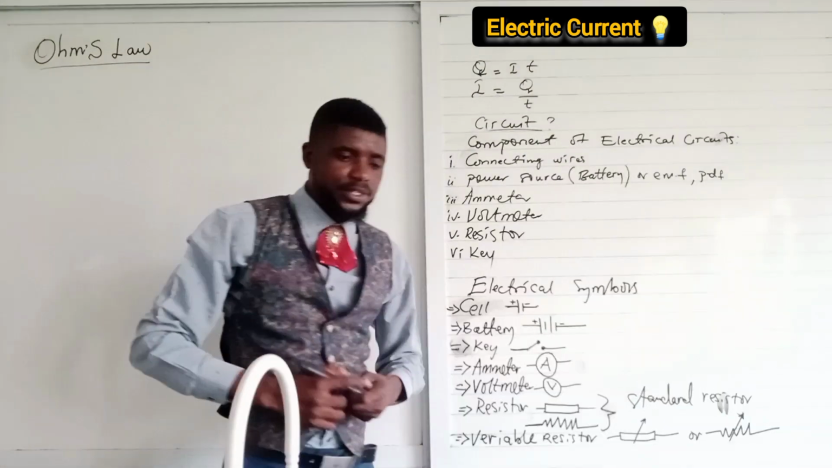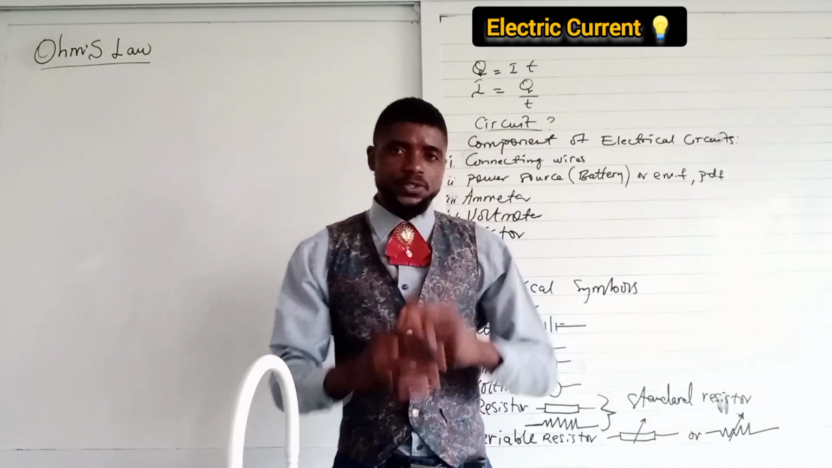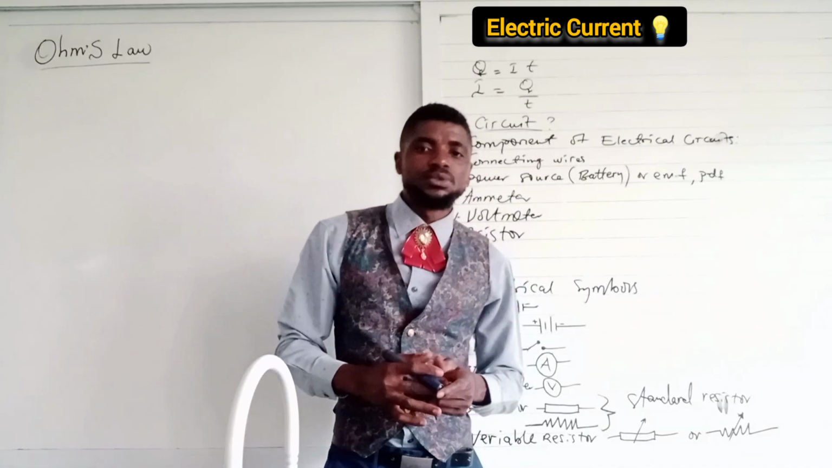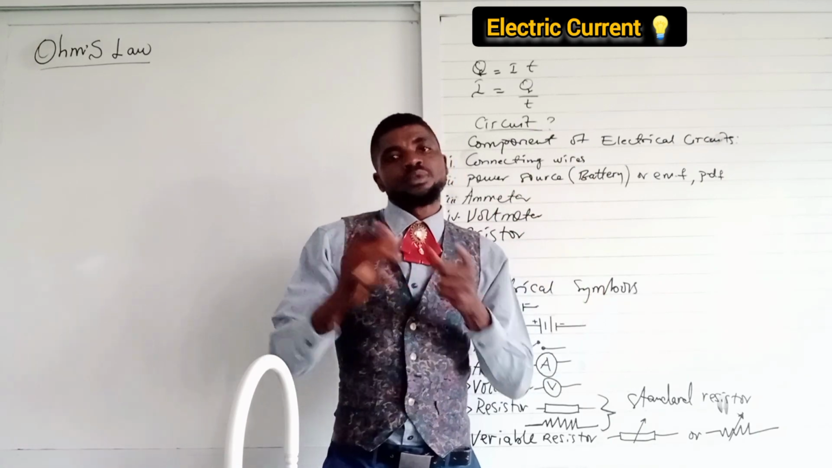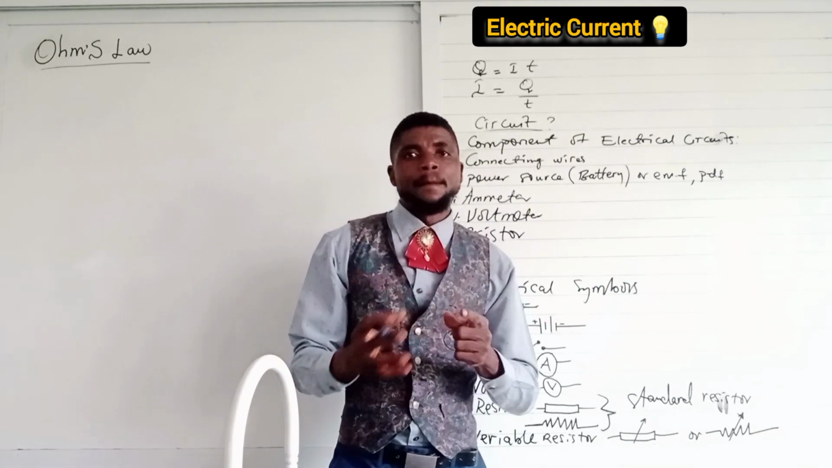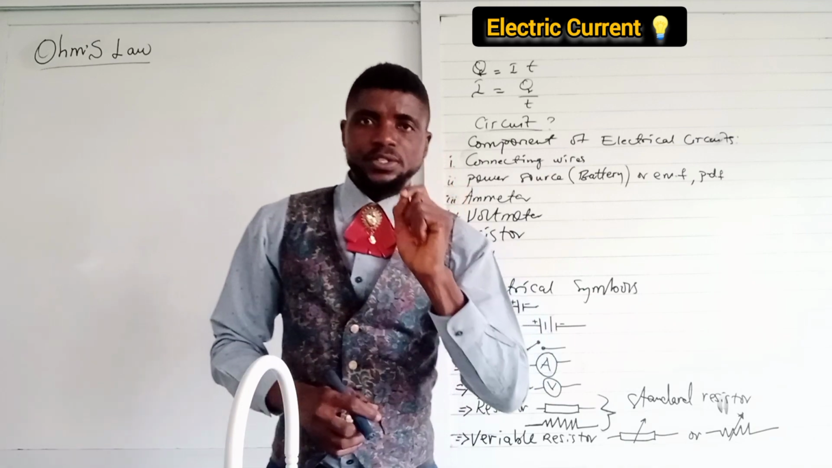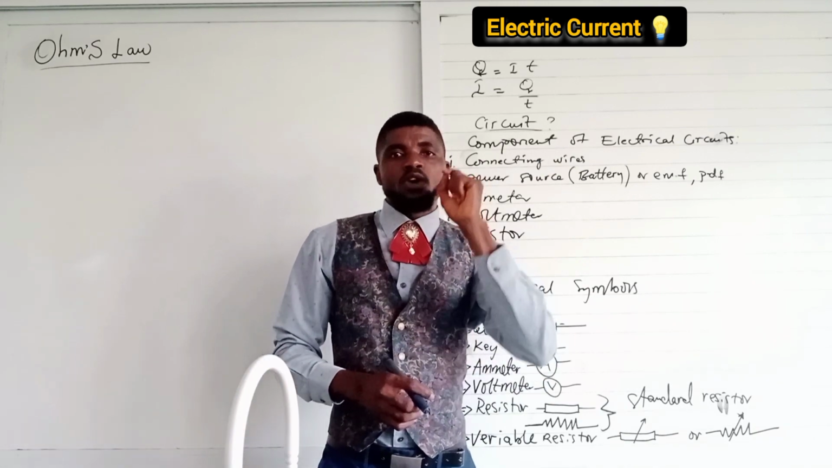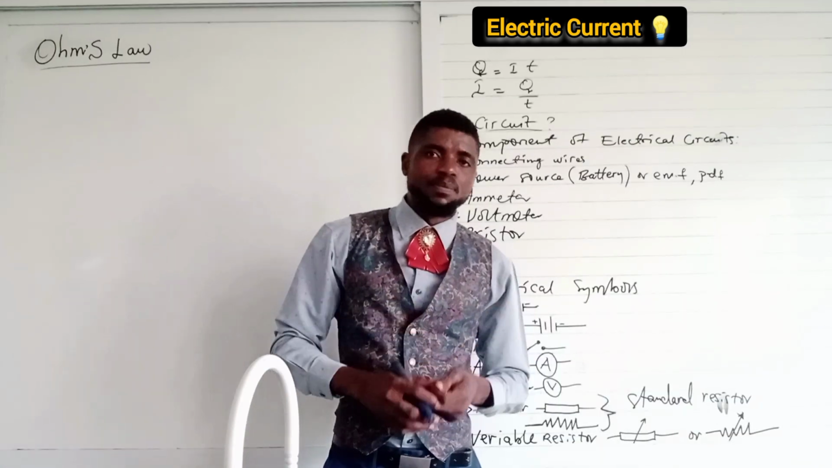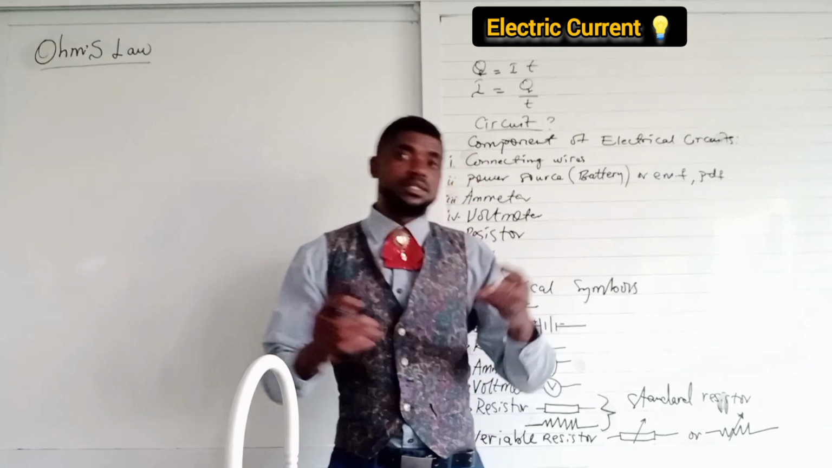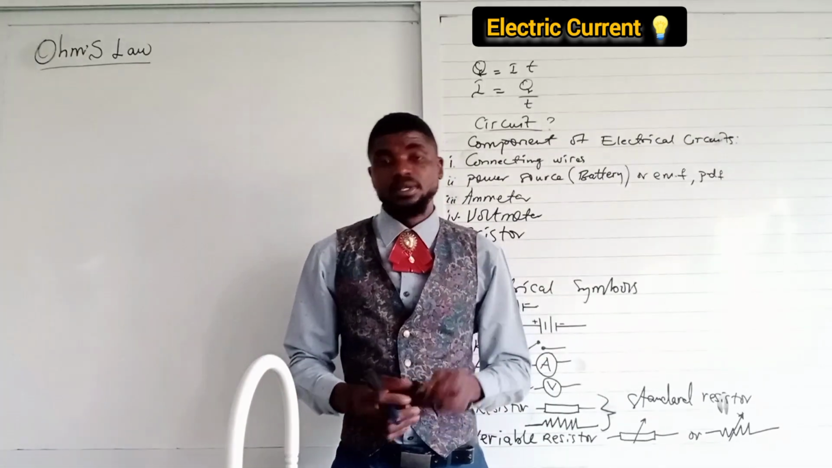Ohm's law states that provided the temperature and other physical conditions are kept constant, the current flowing through a conducting material is directly proportional to the potential difference between its ends. Or, Ohm's law states as follows. The current flowing through a conducting material, e.g. a wire, is directly proportional to the potential difference between its terminals, provided the temperature and other physical conditions are kept constant.